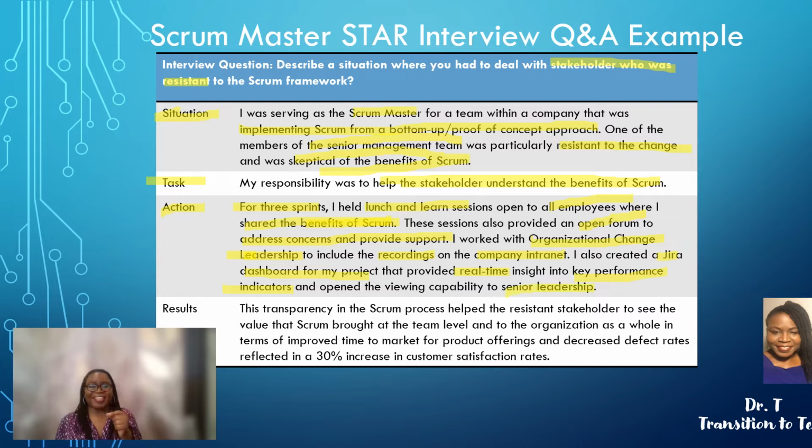That's a lot. So you really worked diligently to be that champion for Scrum, and that you held those lunch and learn sessions. And you also had a place on the intranet. You worked with exterior teams, because remember, a Scrum Master is a facilitator and a coach and a negotiator. So you negotiated with organizational change leadership to have some recordings of your sessions done, and then to upload those onto the intranet as a part of your proof of concept and knowledge sharing.